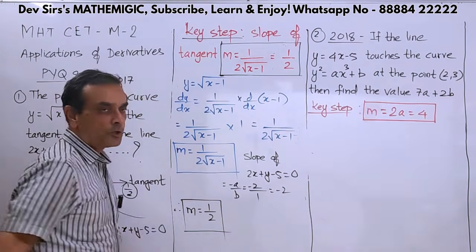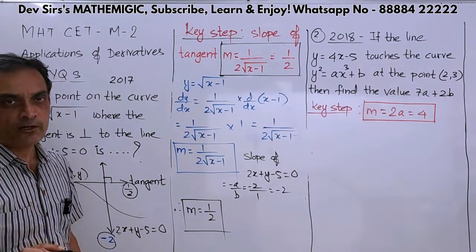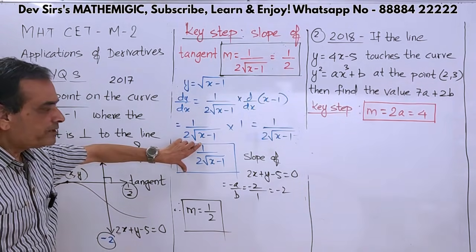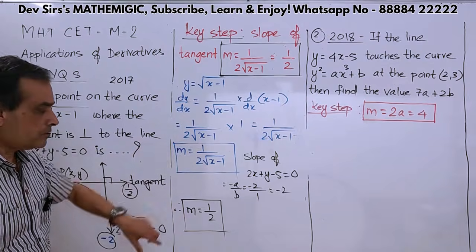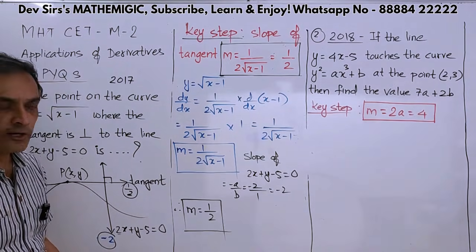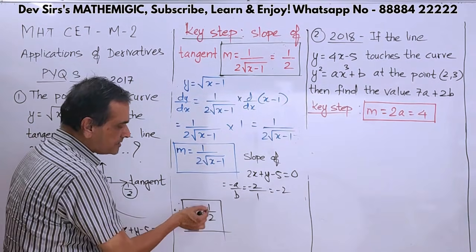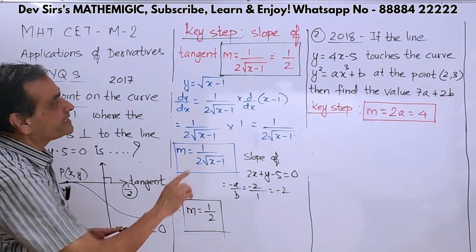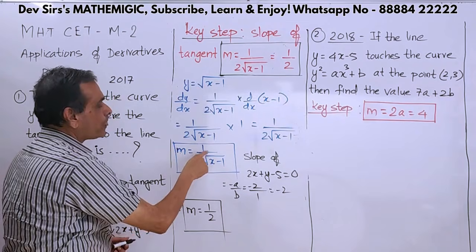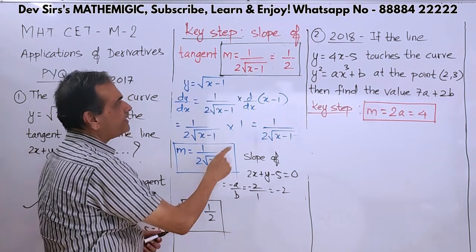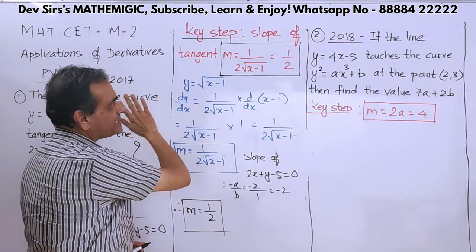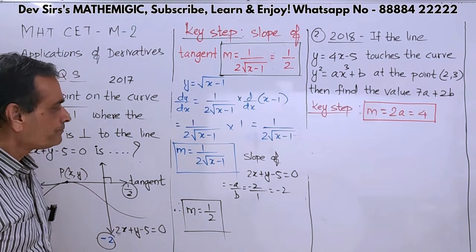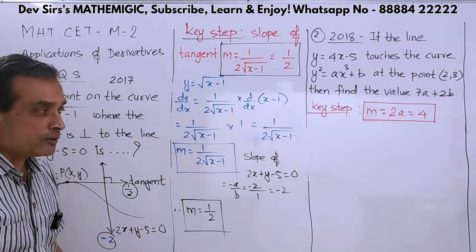तो दो बार स्लोप फाइंड आउट किया है. One by using this method, one by using applications of derivatives. Okay. Now obviously what we are going to say, this equal to this. ये भी m है, ये भी m है. That is how we got this key step. m is equal to 1/2 root x minus 1 equal to 1/2. सब साथ में लिखा है. Clear? So have you followed now?